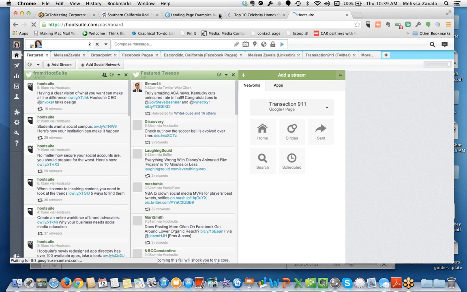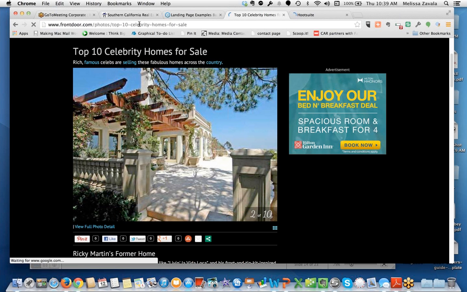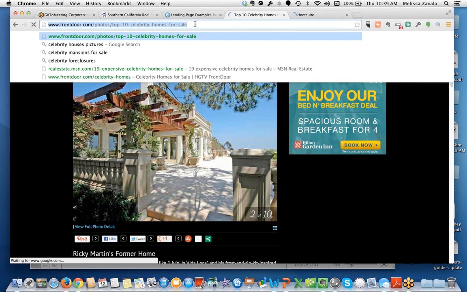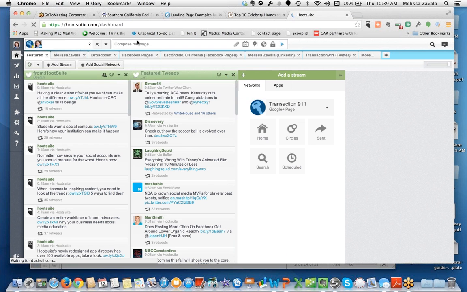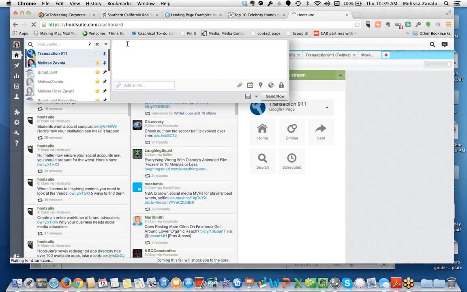So here I am on Hootsuite. What I'm going to do is take my interesting celebrity homes article and copy the URL. This is frontdoor.com, photos, top 10 celebrity homes for sale. I'm going to copy that, go to Hootsuite, and compose a message. And I'm going to say, check out these beautiful homes from top celebs. Wish I had one.